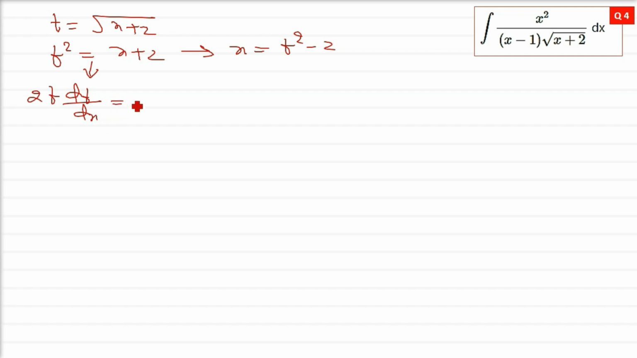2t dt by dx, and this will become 1. So 2t dt will be dx. So dx we have got after putting t as under root x plus 2. We know what to replace for under root x plus 2, and what to replace for dx.